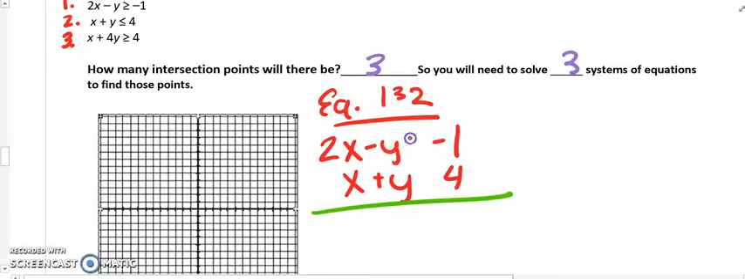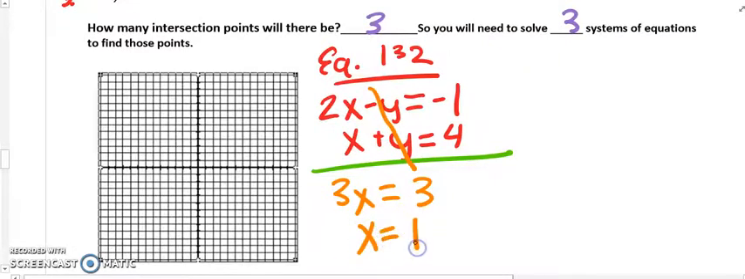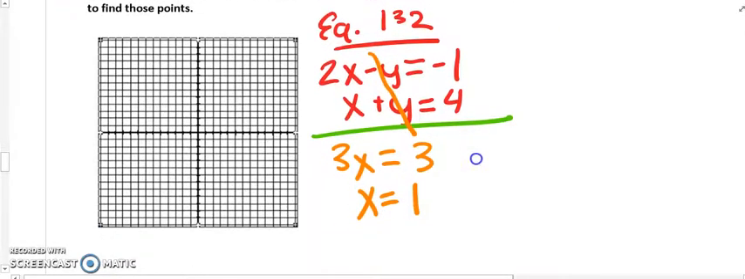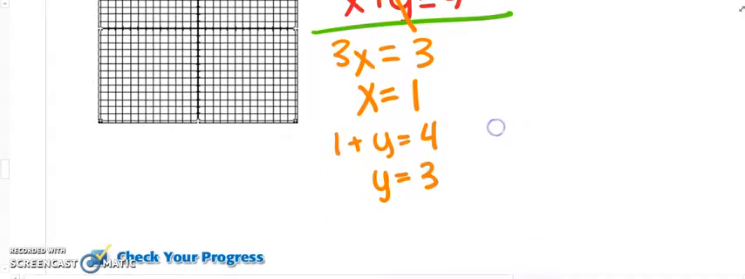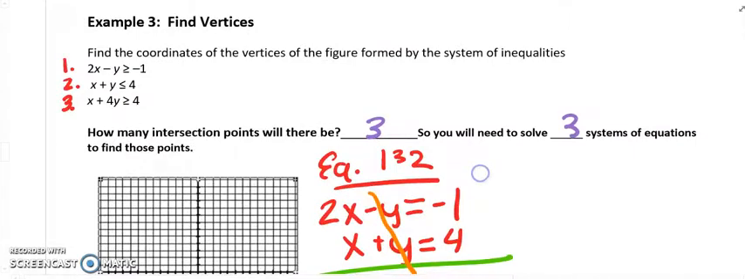We are going to solve a system of equations. Sorry, I should have had equal signs. And then we'll worry about the shading later. So with equal signs, I'm going to do elimination. So this is a good review. Okay, so I get my x equals 1. It doesn't matter where I plug back into. I'm going to plug into the second equation here. So my first intersection point for equation 1 and 2, the vertex C, would be (1, 3).